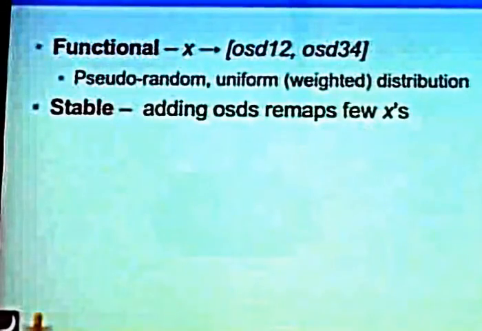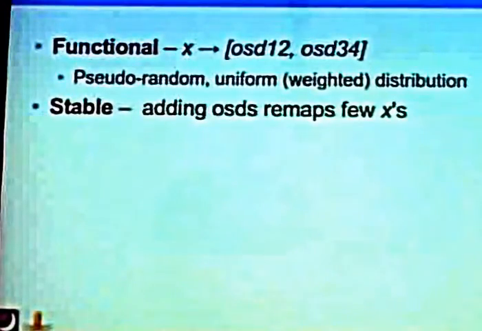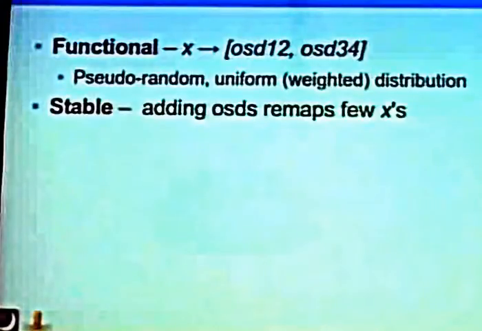So what does data placement look like with CRUSH? First and foremost, it's functional. You give it some integer value, some derivative of the identifier of the object, and it gives you back an ordered set of devices that you can store that data on. It does so such that you get a pseudo-random uniform weighted distribution across the cluster, so that all devices in the system are equally utilized.